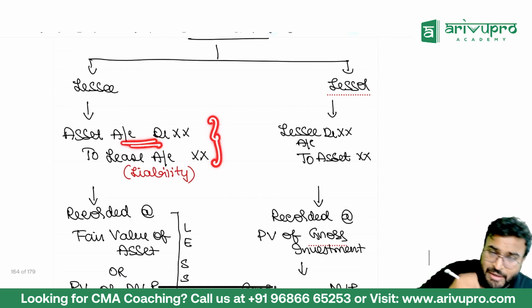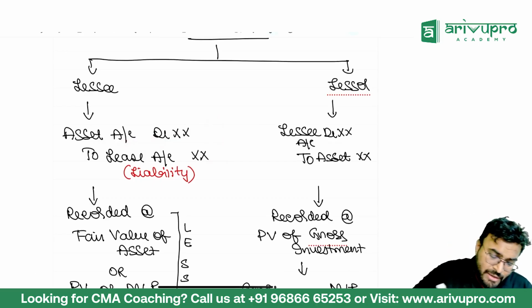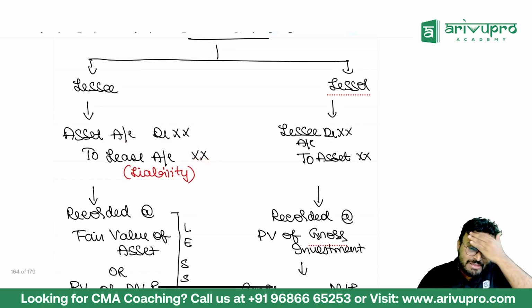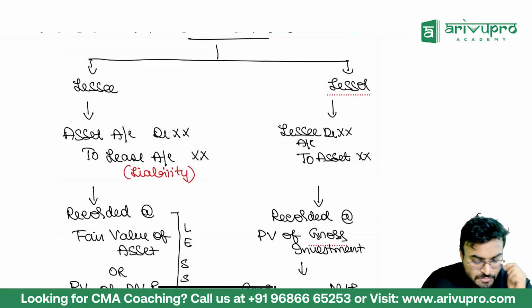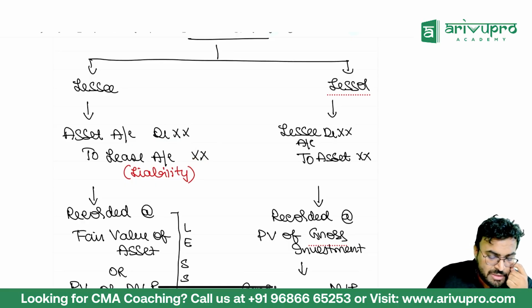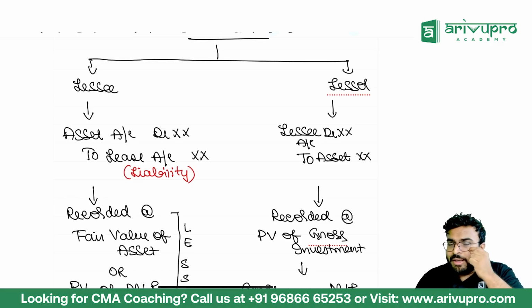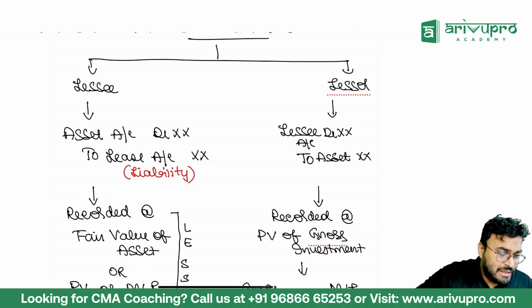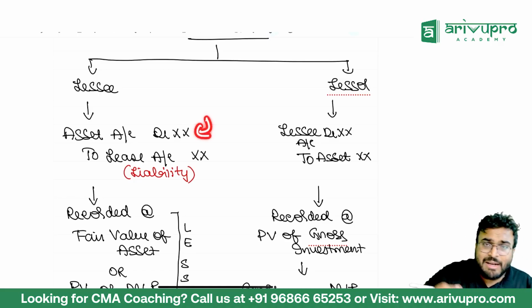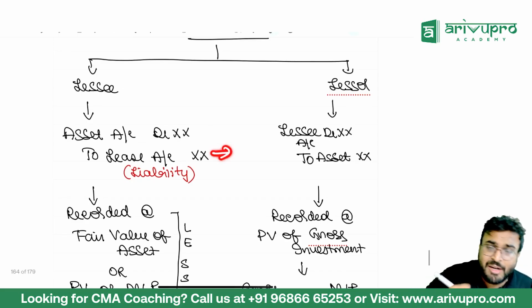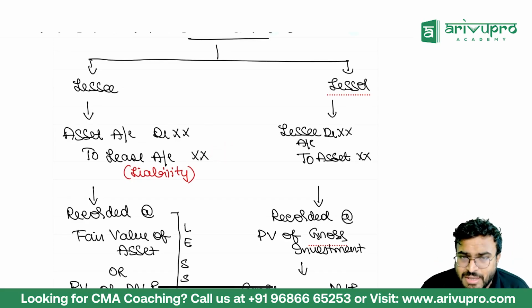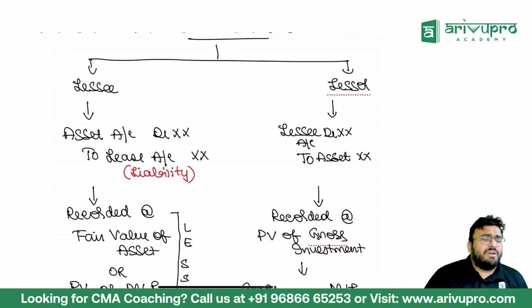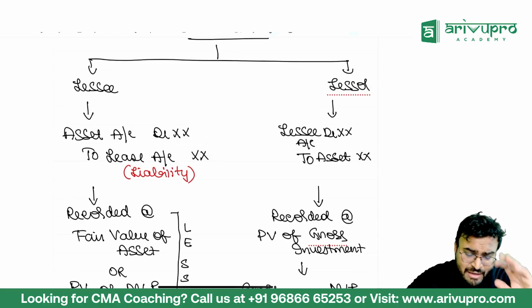Asset account is debited to lease account. Is this clear? What is happening over here? Why is asset account debited? Asset account is debited because asset comes in, and lease account is credited because lease is a liability.